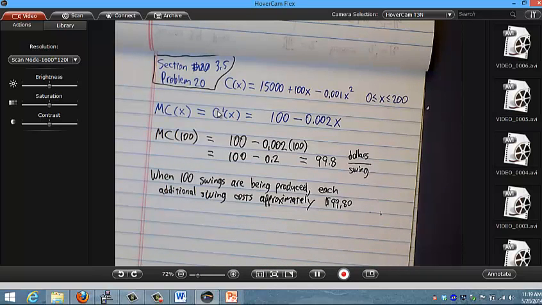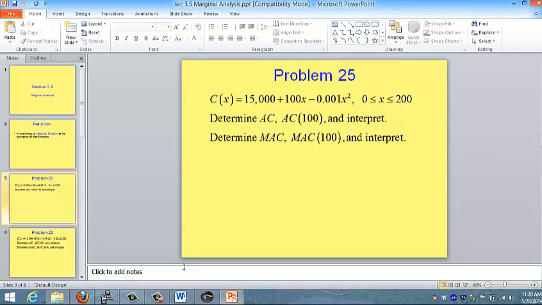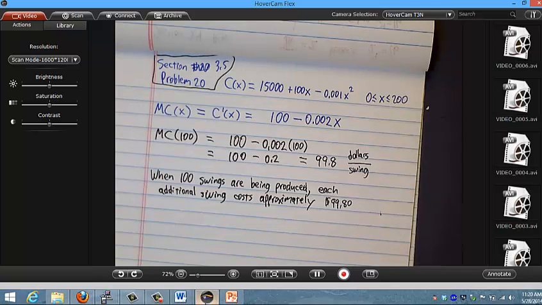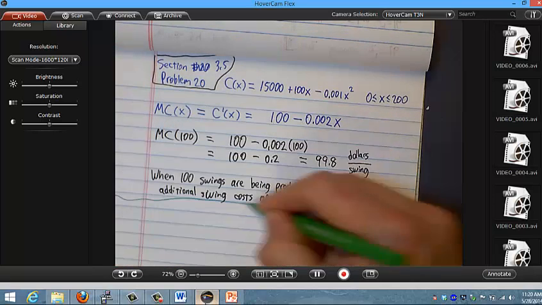Okay? And actually, I think the next problem I want to do is an extension of this. Problem 25, okay? Take the same function. Now we're going to determine what the book calls AC. I mean, it's not air conditioning, guys. I know you wish you had it, but average cost. And then we're going to do MAC, which is marginal average cost, okay? So we're going to try and compute some of these things, okay? So once I get past there, I'm really now on problem 25.